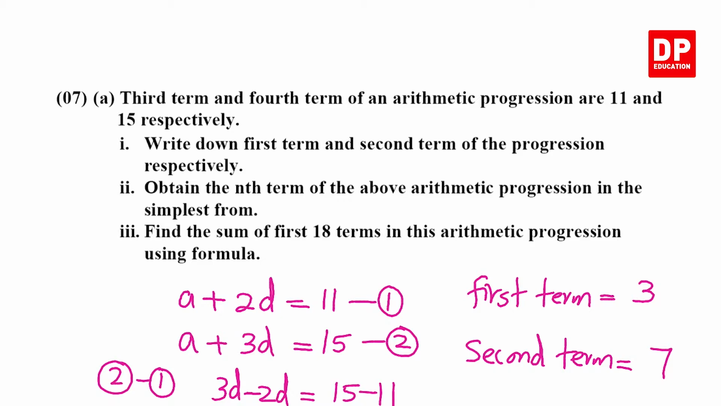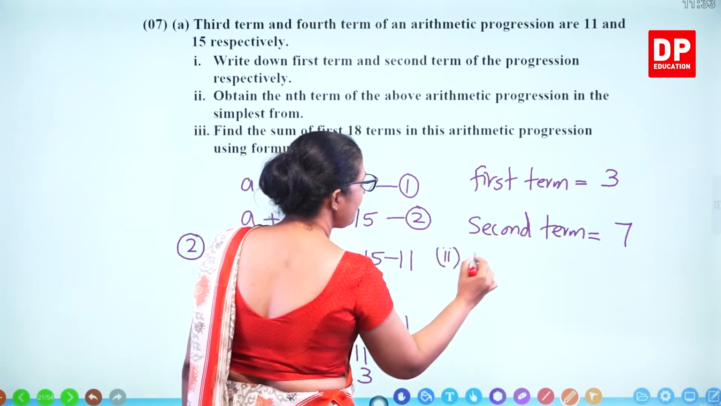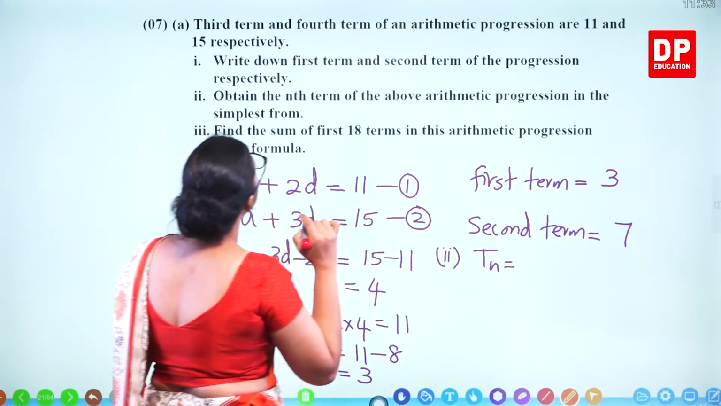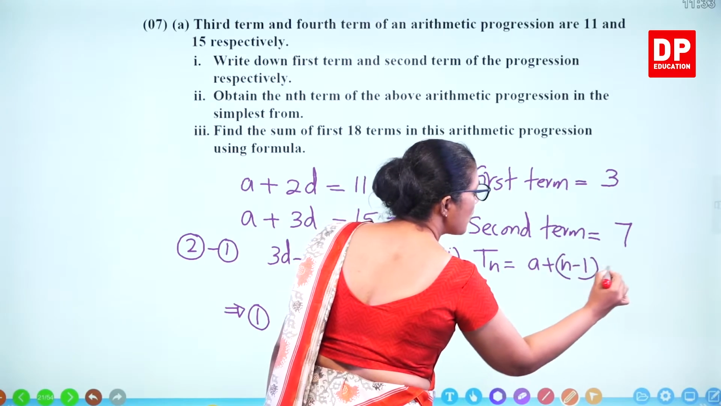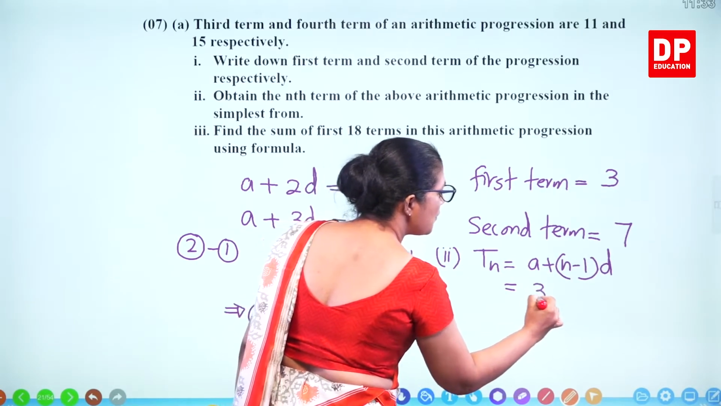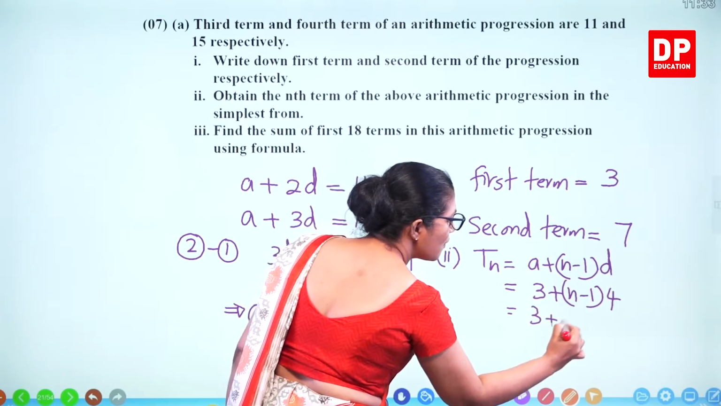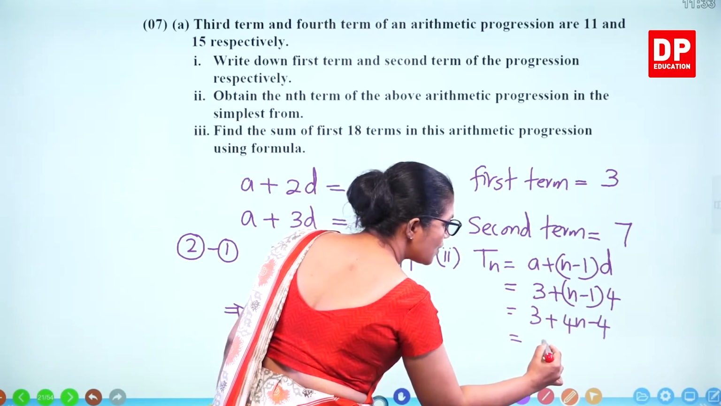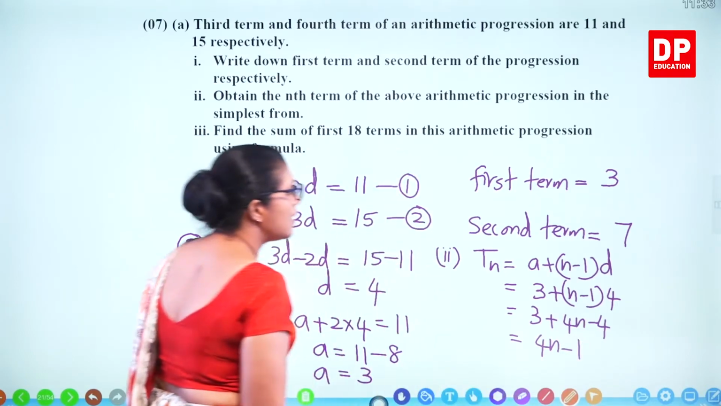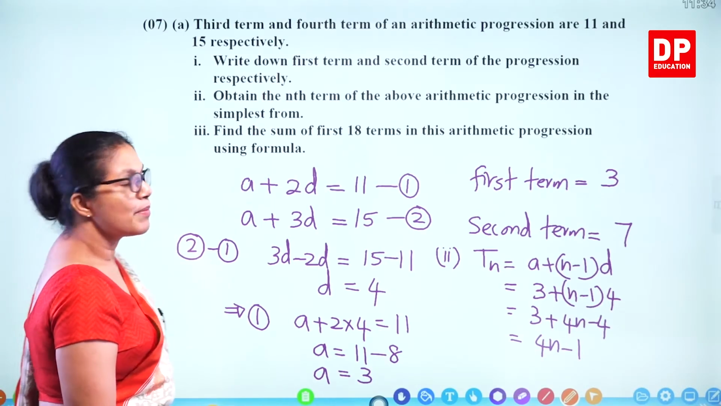Obtain the nth term of the above arithmetic progression in simplest form. So how do you find out the nth term? Tn is a plus n minus 1 d. Now you can substitute a, that's the first term 3, and difference is 4. Multiply, you get 4n minus 4. Finally, you get 3 minus 4 is minus 1. So 4n minus 1 is the nth term. So that's the simplest form.